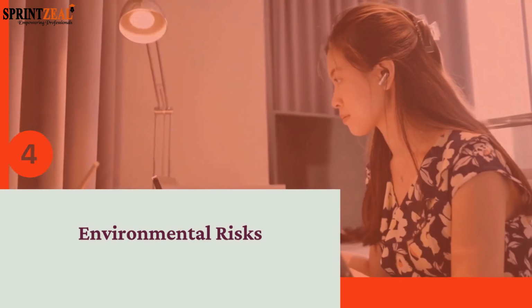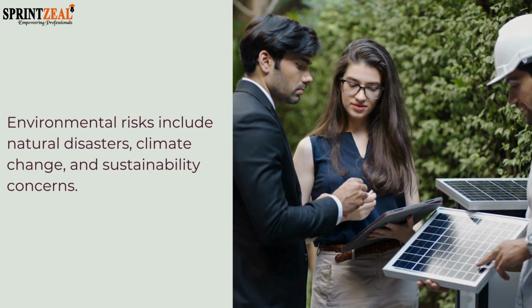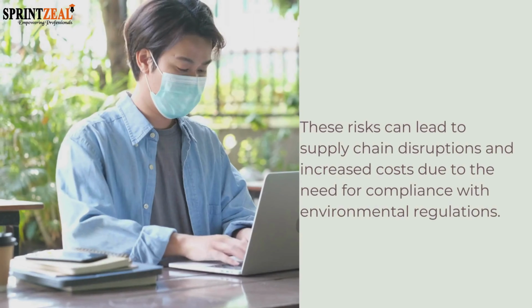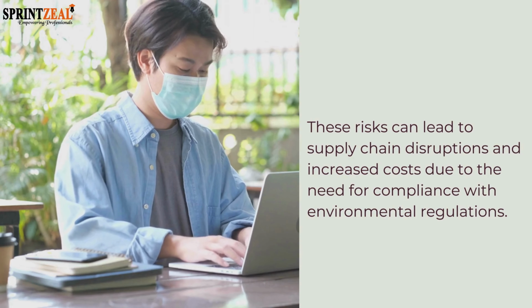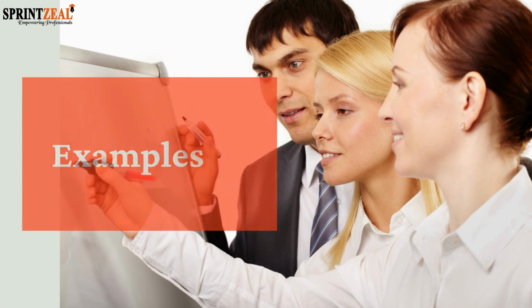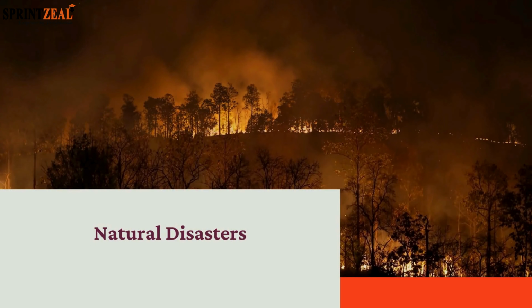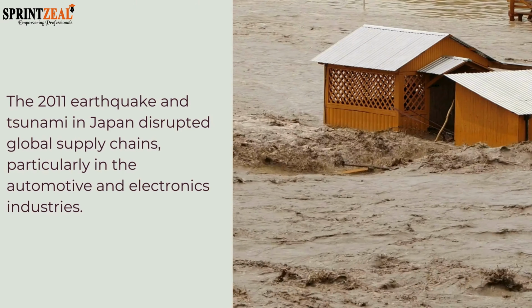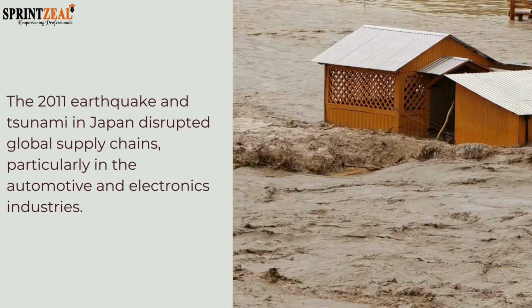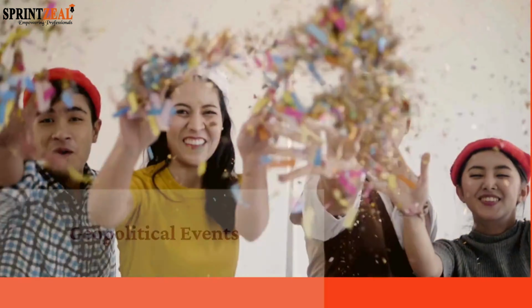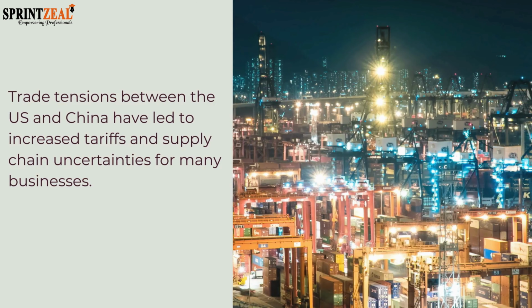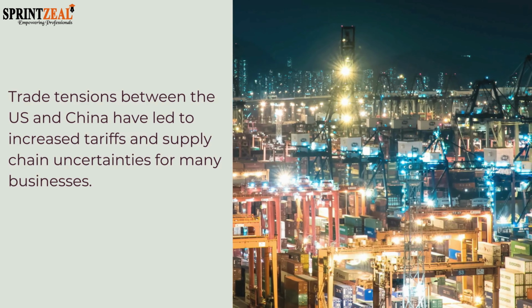4. Environmental risks. Environmental risks include natural disasters, climate change, and sustainability concerns. These risks can lead to supply chain disruptions and increased costs due to the need for compliance with environmental regulations. Examples: natural disasters. The 2011 earthquake and tsunami in Japan disrupted global supply chains, particularly in the automotive and electronics industries. Geopolitical events. Trade tensions between the US and China have led to increased tariffs and supply chain uncertainties for many businesses.